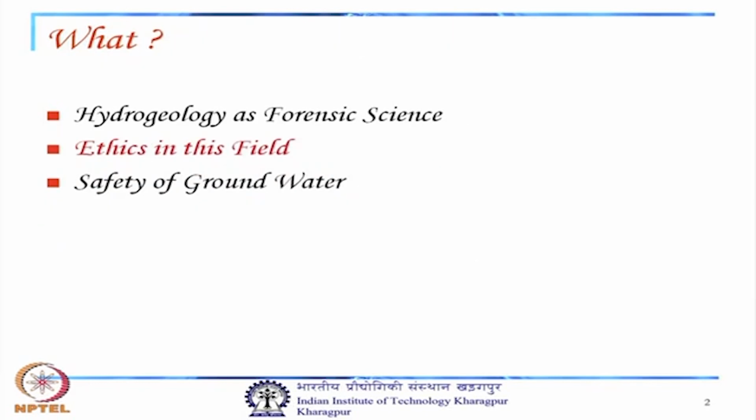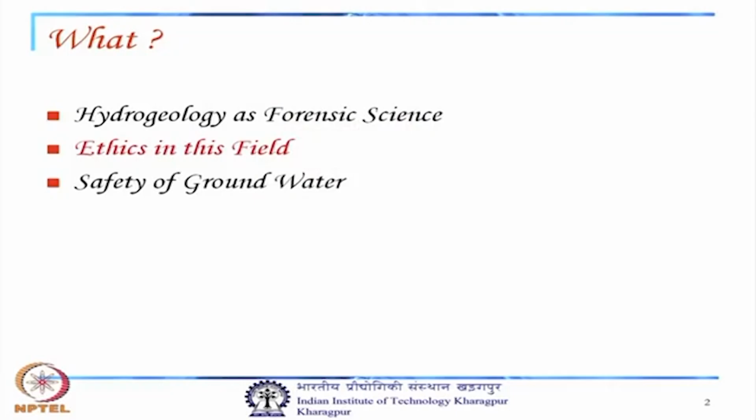So, what is this? Hydrogeology as forensic science, forensic because we need to identify the things properly. Without identification, it is a difficult thing, and there are ethics in this field. We should have some kind of ethics, and the safety of groundwater is the most important thing. Without a proper management or identification strategy, we cannot protect our groundwater.